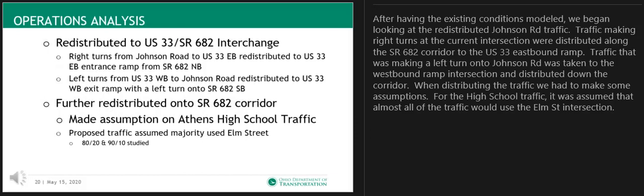After having the existing conditions modeled, we began looking at the redistributed Johnson Road traffic. Traffic making right turns at the current intersection were distributed along the State Route 682 corridor to the US 33 eastbound ramp. Traffic that was making a left turn onto Johnson Road was taken to the westbound ramp intersection and distributed down the corridor. When distributing the traffic, we had to make some assumptions. For the high school traffic, it was assumed that almost all the traffic would use the Elm Street intersection.